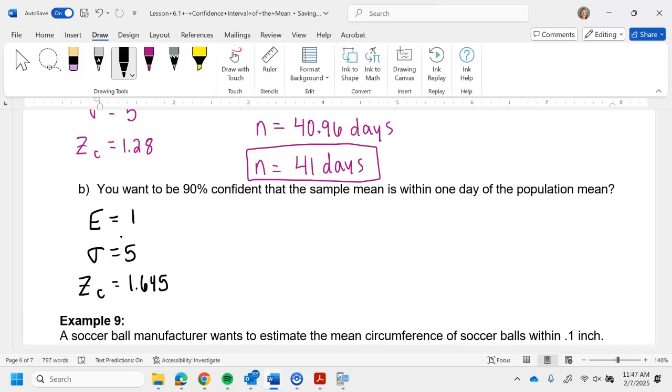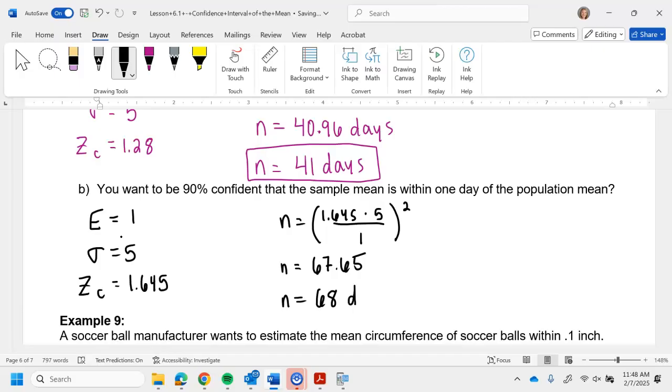So let's go through and figure it out. What happens when we change that one value? So 1.645. So we're making the number larger. What happens to my sample size needed? Okay. Here I get 67.65, which means that we are rounding up to 68. Okay. And that would be 68 days needed.